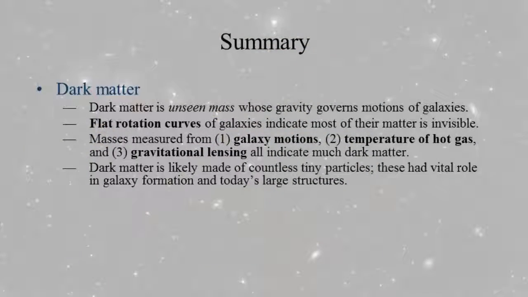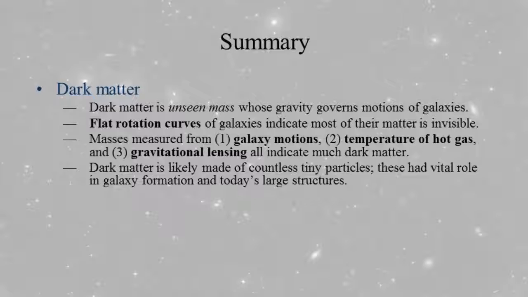Let's go ahead and do our summary of this particular lecture. We saw that dark matter is some unseen mass whose gravity really dominates galaxies. It was first discovered by the rotation of the Milky Way, and then confirmed in other galaxies by the rotation curves. Those curves did not decline with distance, but they remained essentially flat. Other evidence for dark matter included galaxy motions, the temperature of hot gas, and gravitational lensing. All of these confirm dark matter for us.